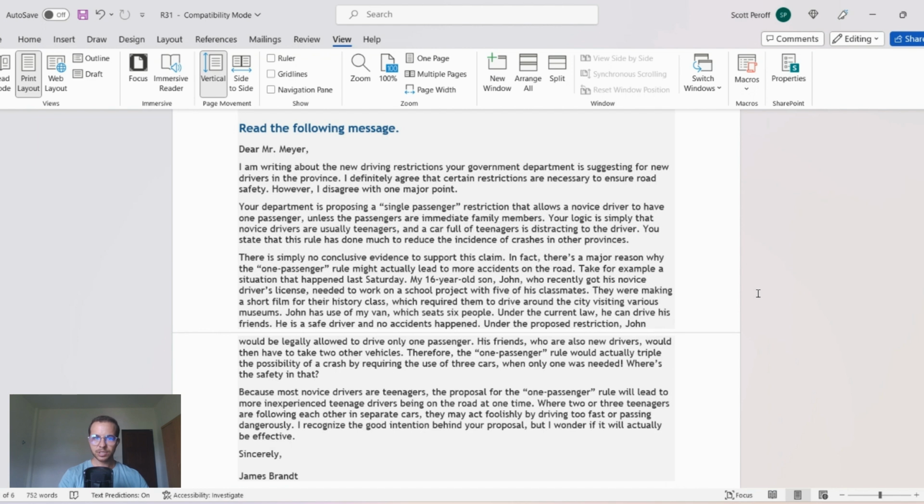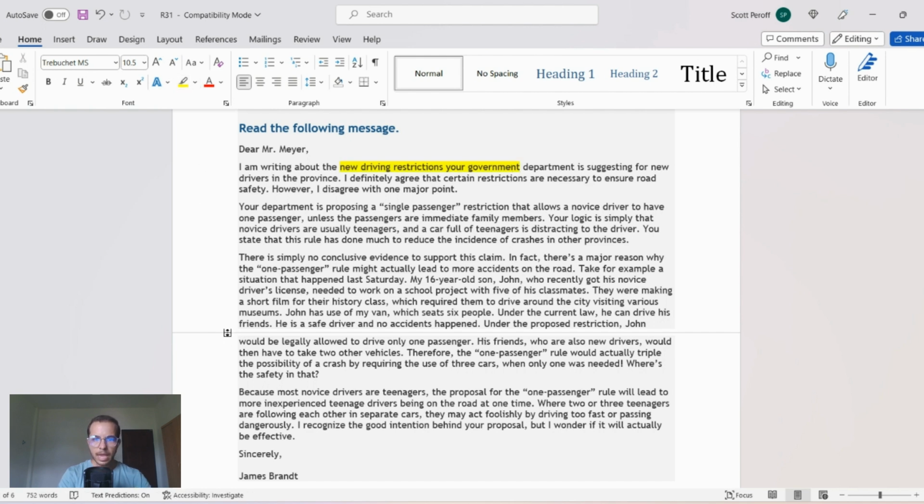This is our passage. It says, read the following message. Very simply, I want to identify who is the speaker. It's James Brandon. And who are they writing to? Mr. Meyer. Okay, what is it about? I will scan very quickly. Scanning just means I'm looking throughout the information. Skim reading is just quickly reading through it. Okay, I know they're writing about driving restrictions and the government department.